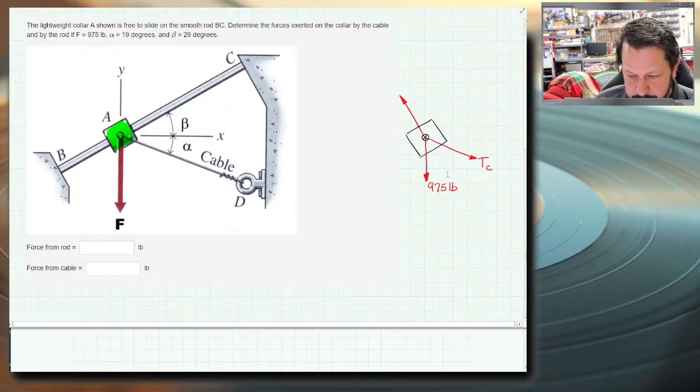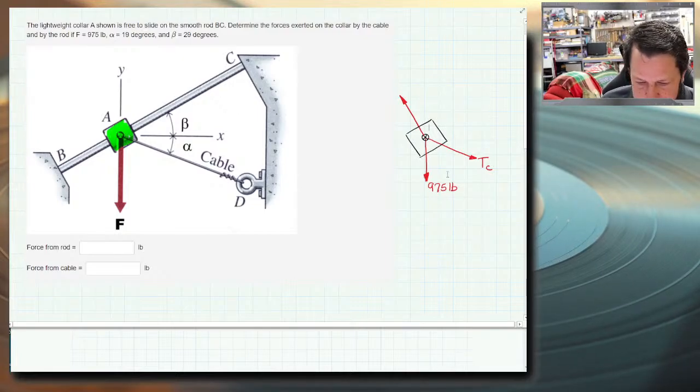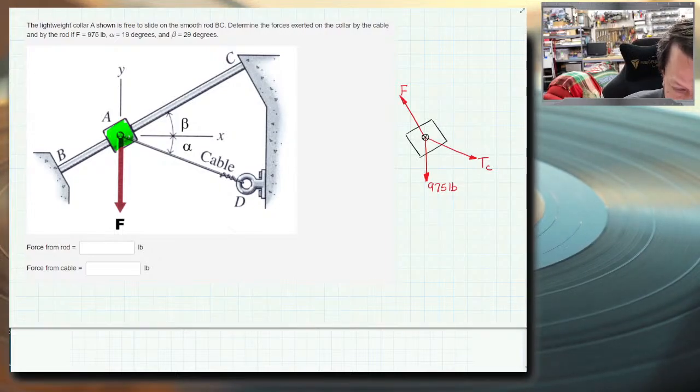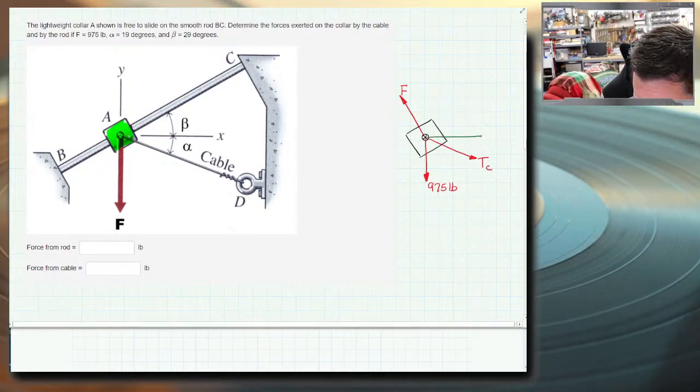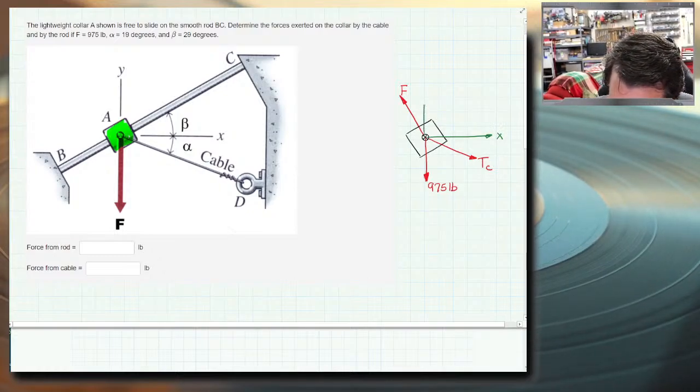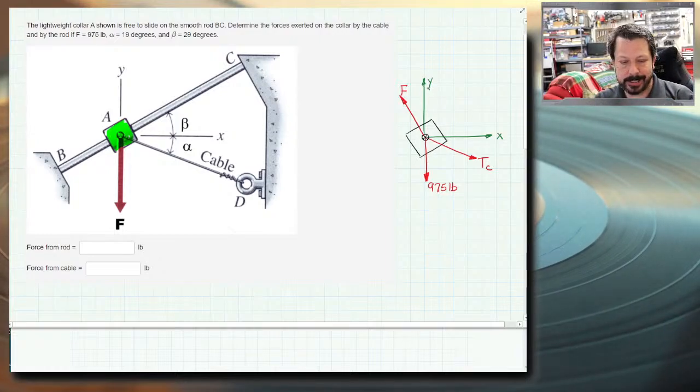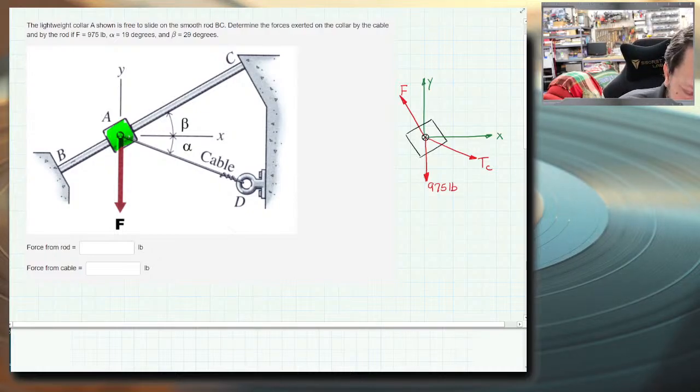There we go. Let's just label it F. We could do R or whatever, it doesn't really matter. Let's put our coordinate system in here. So I'm going to use an x-axis and a y-axis. I could, in this one, elect to choose the x-axis as the same axis as BAC. You know, I could do that.